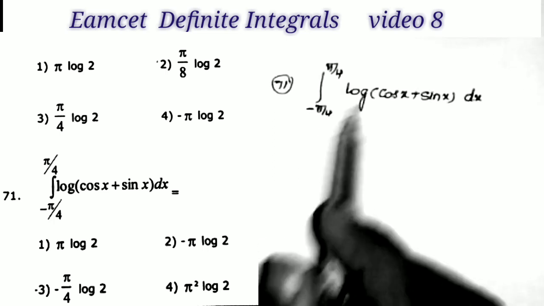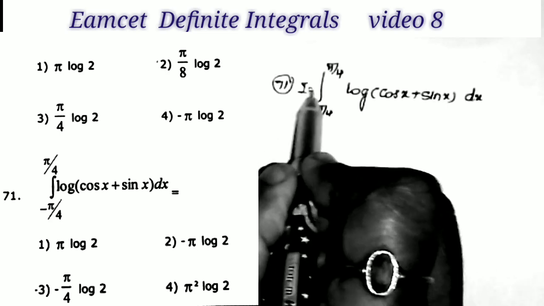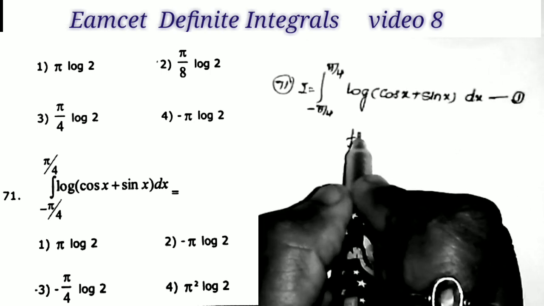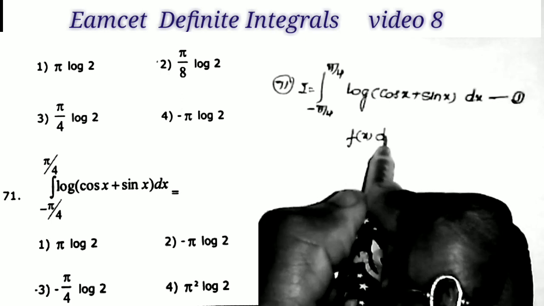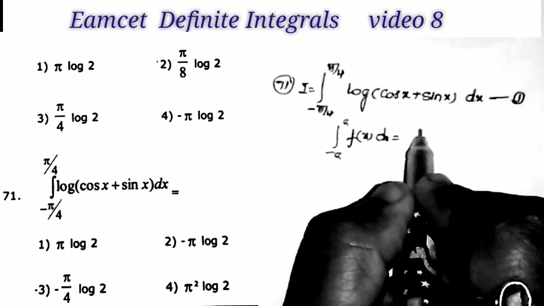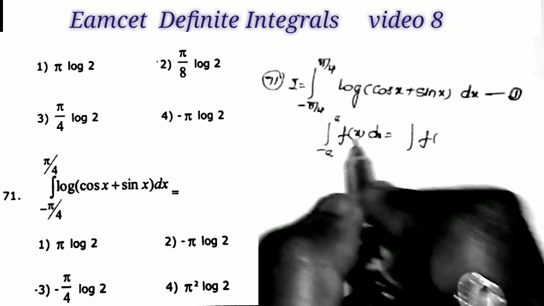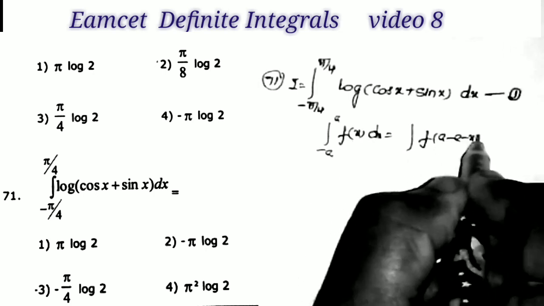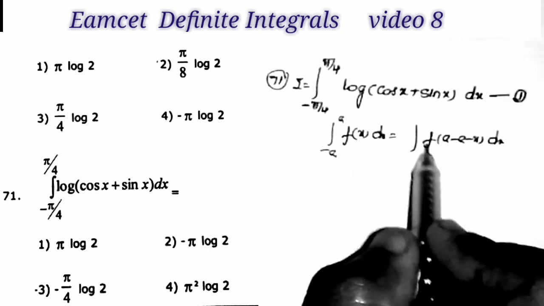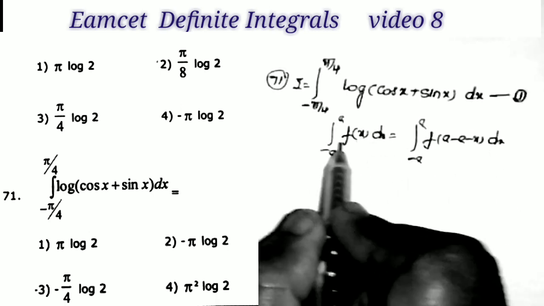Integral minus pi by 4 to pi by 4 log of cos x plus sin x into dx. So first I take the given question as I, and this is equation 1. In the next step I apply the formula: integral minus a to a f of x dx is equal to integral minus a to a f of (a minus x) dx, that is the sum of the limits minus x.